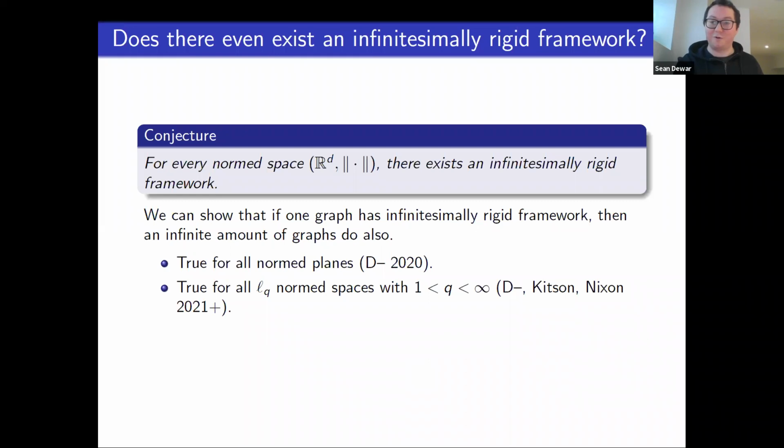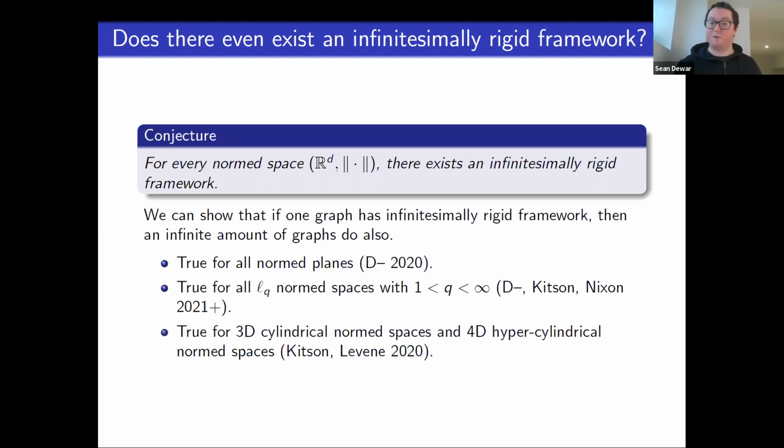It's also true for all LQ norm spaces. As long as it's a smooth LQ norm space, you can show that K2D, you can embed this somehow in your space so that it's infinitesimally rigid. That's a very recent result. It's also known for cylindrical norm spaces, so the 3D cylindrical norm space and the 4D hypercylindrical norm space. The cylindrical norm space is the norm space where the unit ball is a cylinder. The 4D is the 4D variation of that. We know it's true for them.